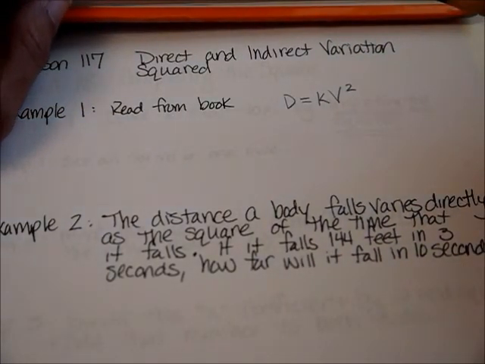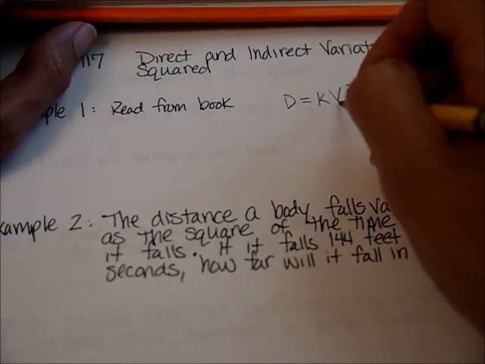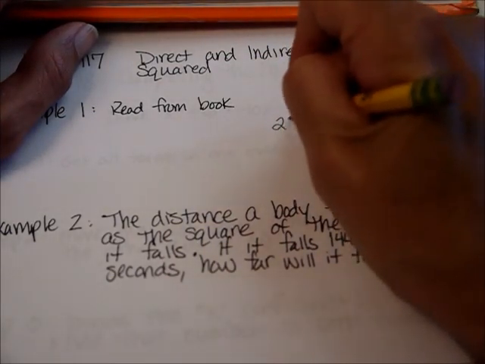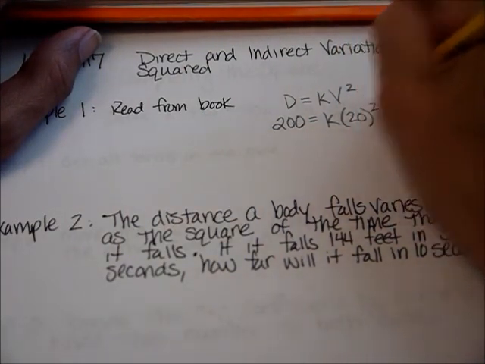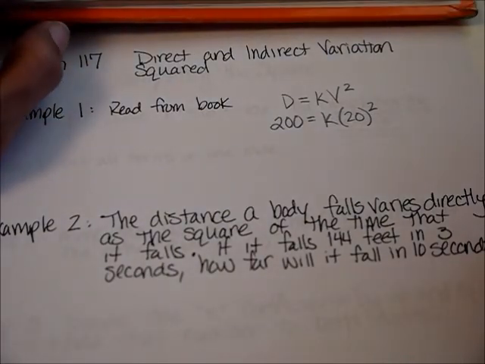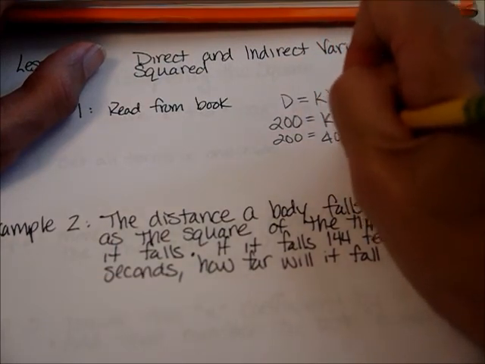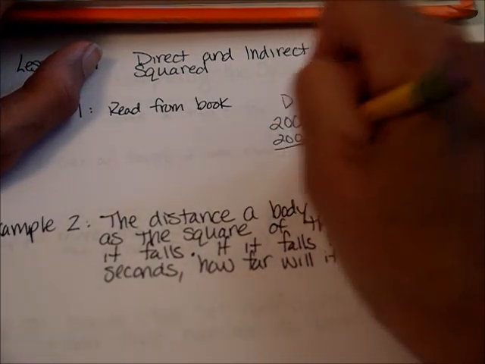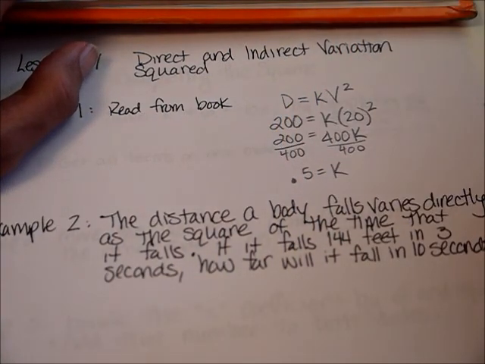The next sentence says, if a car can stop in 200 meters, okay, so that's a distance, at 20 kilometers per hour, so that's a velocity. So we just take that first statement. If the distance is 200, the velocity is 20 squared. Now we get to find our constant, our K. So we're going to simplify that. 20 squared is 400 K. Okay, so we divide both sides by 400, and that's 1/2. So we're going to say 0.5 equals our constant K.